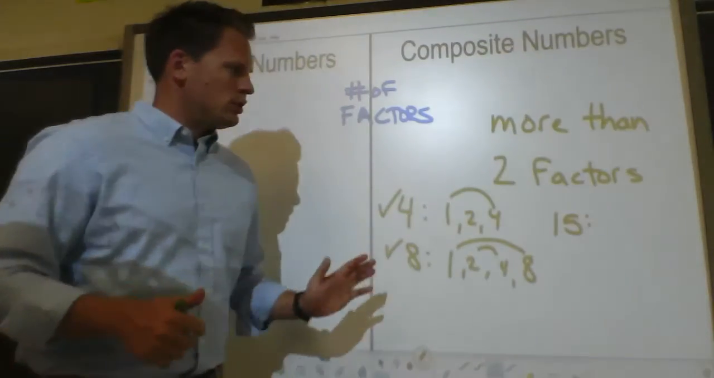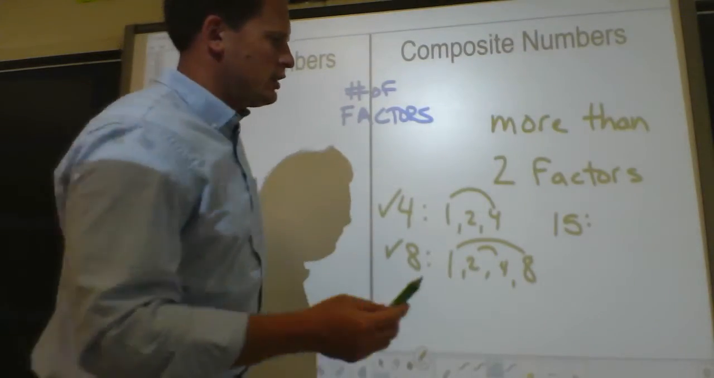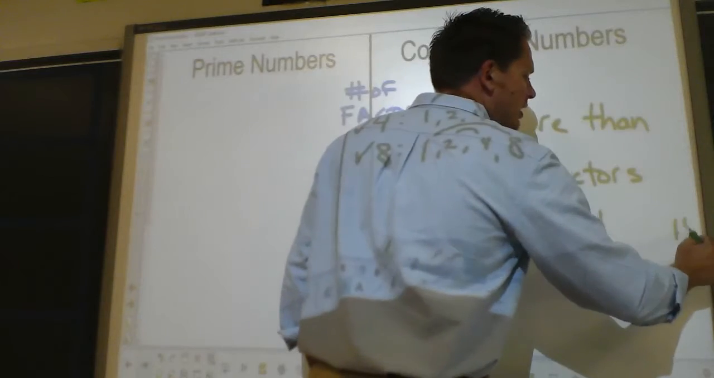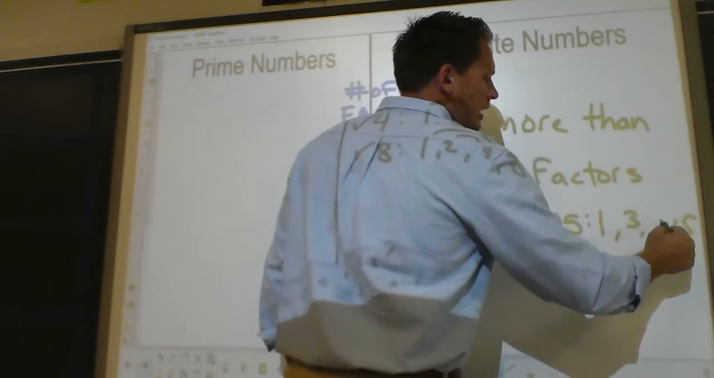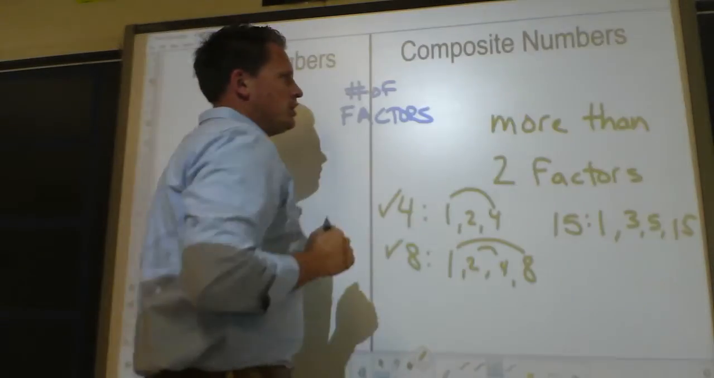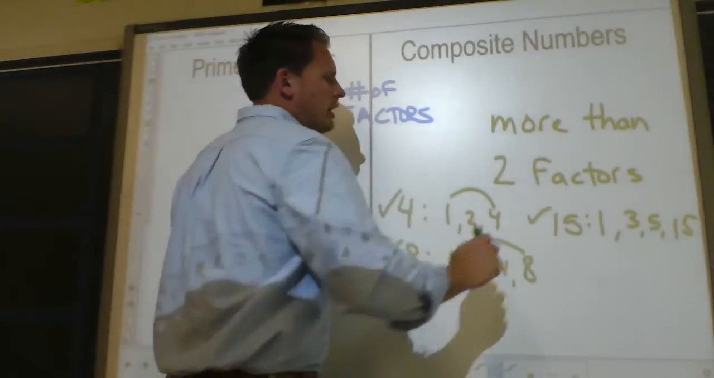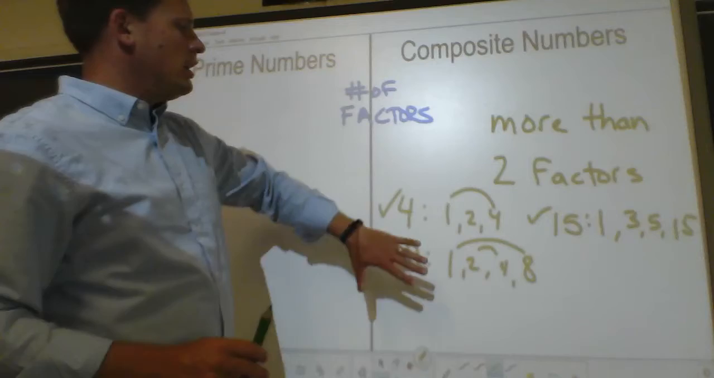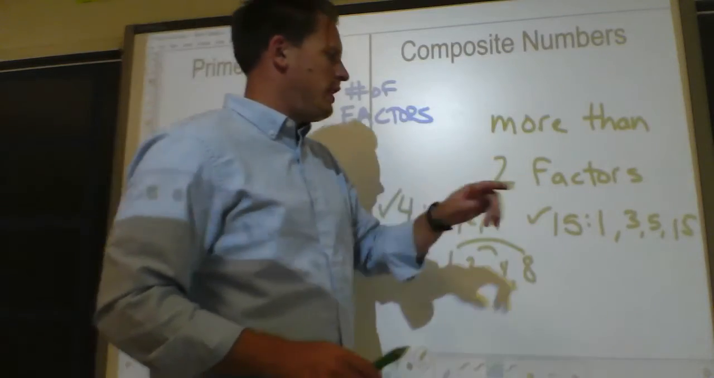Even numbers greater than 2 are all composite, just throwing it out there. So 15, we have 1 and 15, but we also have 3 and 5. Again, there's 4 factors, which is more than 2, making 15 a composite number. Composite numbers are any numbers with more than 2 factors.